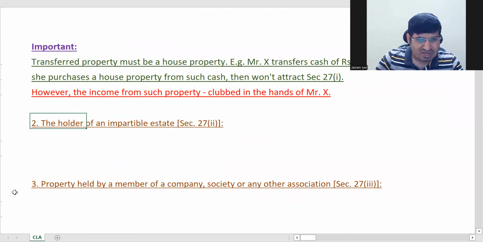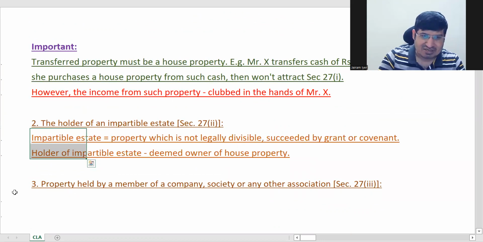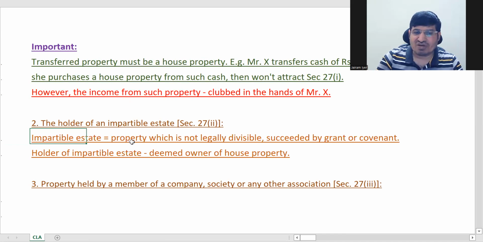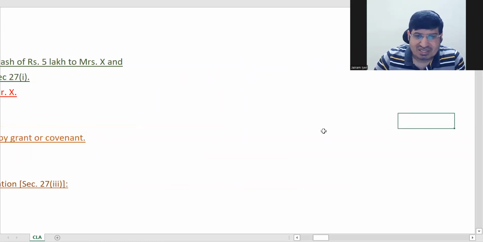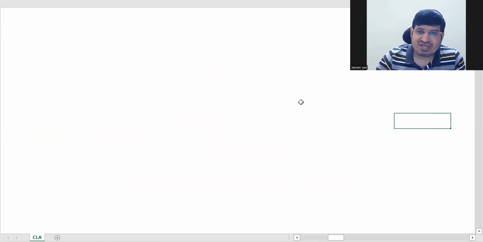Second is holder of impartible estate. So first thing you should understand, what is an impartible estate? It's property which is not legally divisible, succeeded by grant or covenant. And the holder of impartible estate is the deemed owner. So here what happens is, I'll tell you what an impartible estate is.